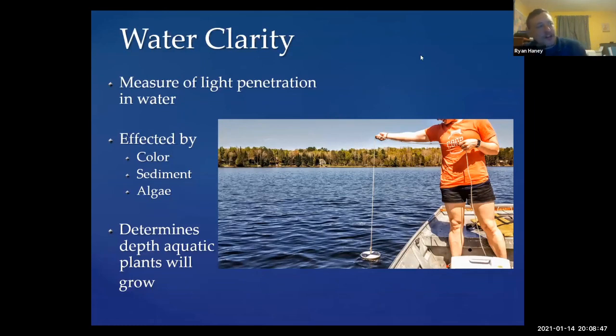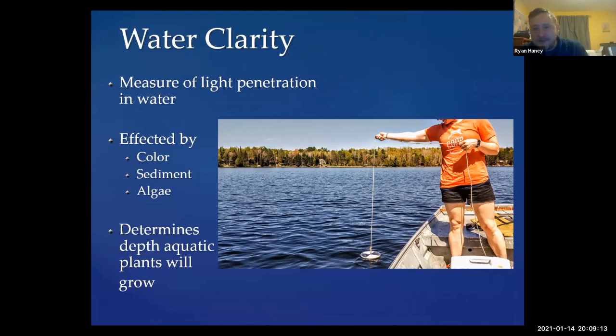So in addition to temperature, water clarity is something we look at. You can see in the photo there what we call a Secchi disk, and really all water clarity is how far light penetrates into the lake. It's a standardized disc that you lower down and see how deep it goes before it disappears. And that gives us our reading. It's pretty crude, but it's very effective.